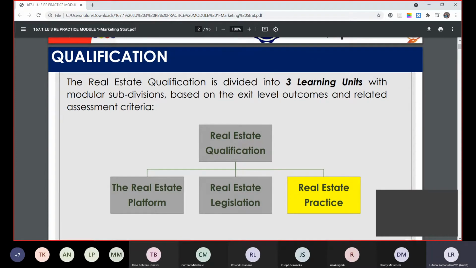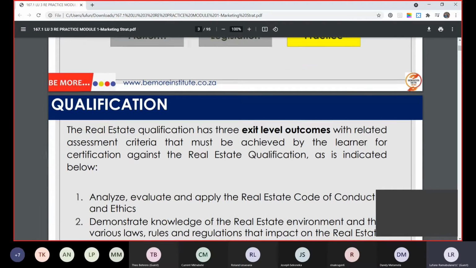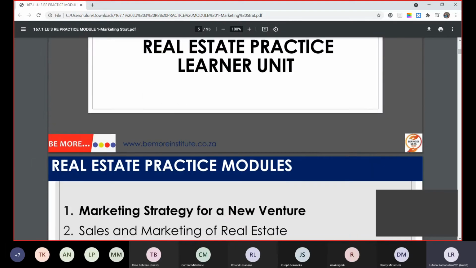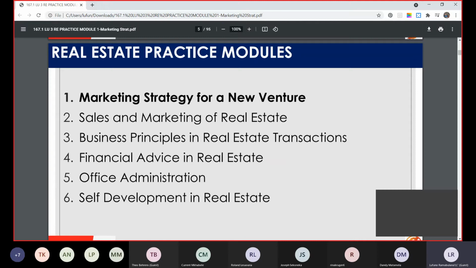Okay, so we're going to focus on real estate practice, which is the learning unit module 1, specifically marketing. These are the different things that we'll be looking at. In your real estate practice modules, we have marketing strategy for new venture, sales and marketing for real estate, business principles in real estate, financial advice in real estate, office administration, self-development in real estate. So we're looking at the full practice of how you practically do real estate, so that we really have to look at it as a business.